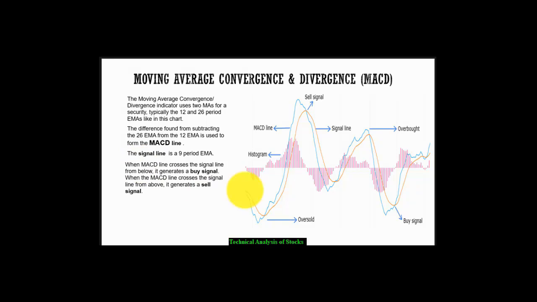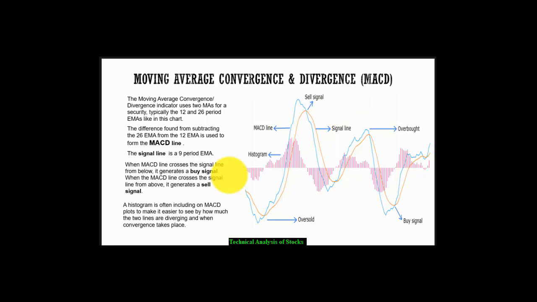Now where is the buy signal and where is the sell signal? So here the blue line is the MACD line and the red line is the signal line. Now if this blue line crosses the signal line from above, it gives a sell signal. And when this blue line crosses the red line from below, here you can see, this is the buy signal. And this is also a sell signal. You see this crosses in the overbought region.